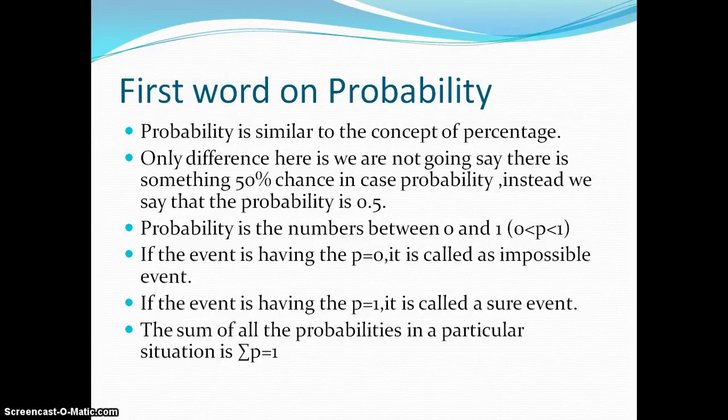If we consider an example, the only difference here is that we are not going to say that something is in percentage. If the chance is 50%, in the case of probability we say that it is 0.5. Probability is a number between 0 and 1. If the event has probability p equal to 0, it is called an impossible event. If p is equal to 1, then it is a sure event. The sum of all probabilities in a particular situation, summation of p, is equal to 1.